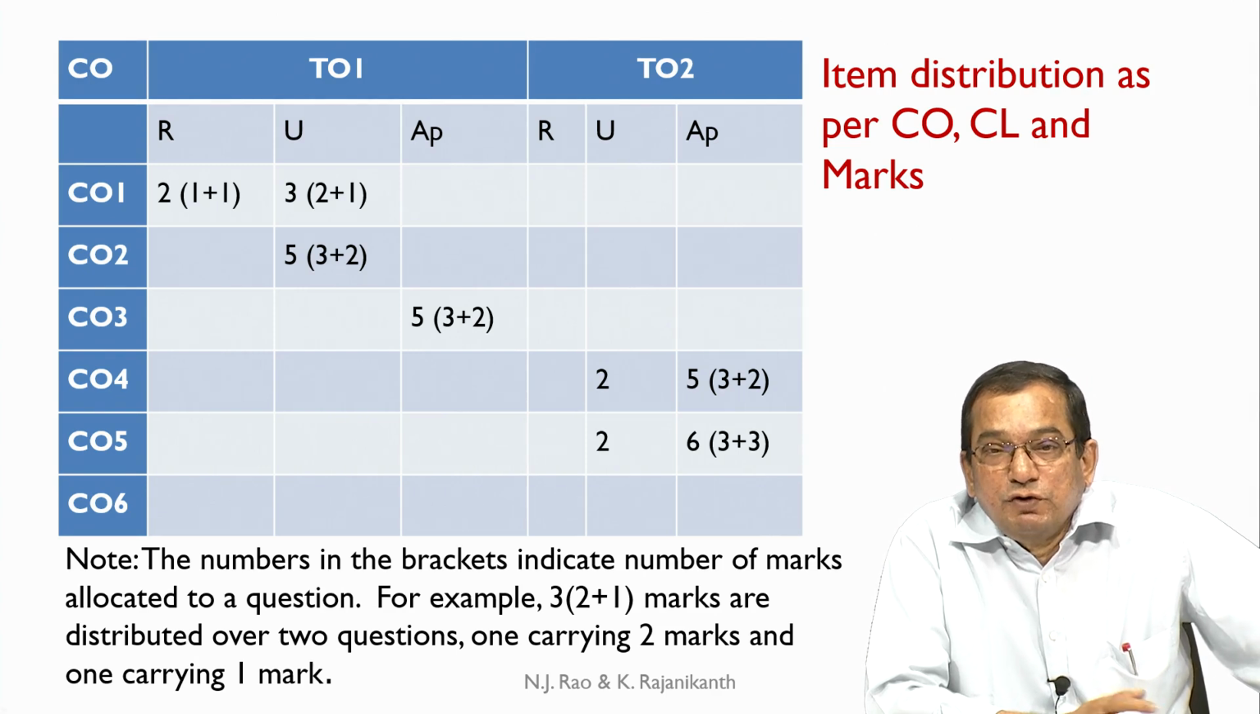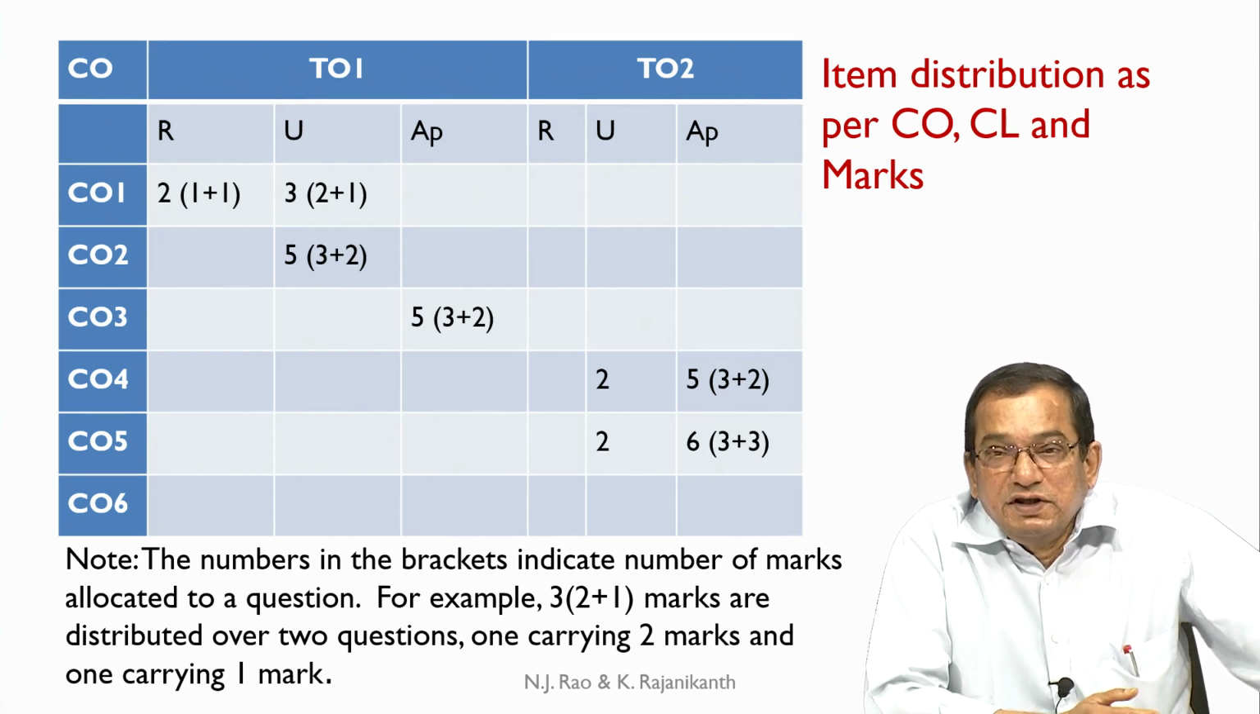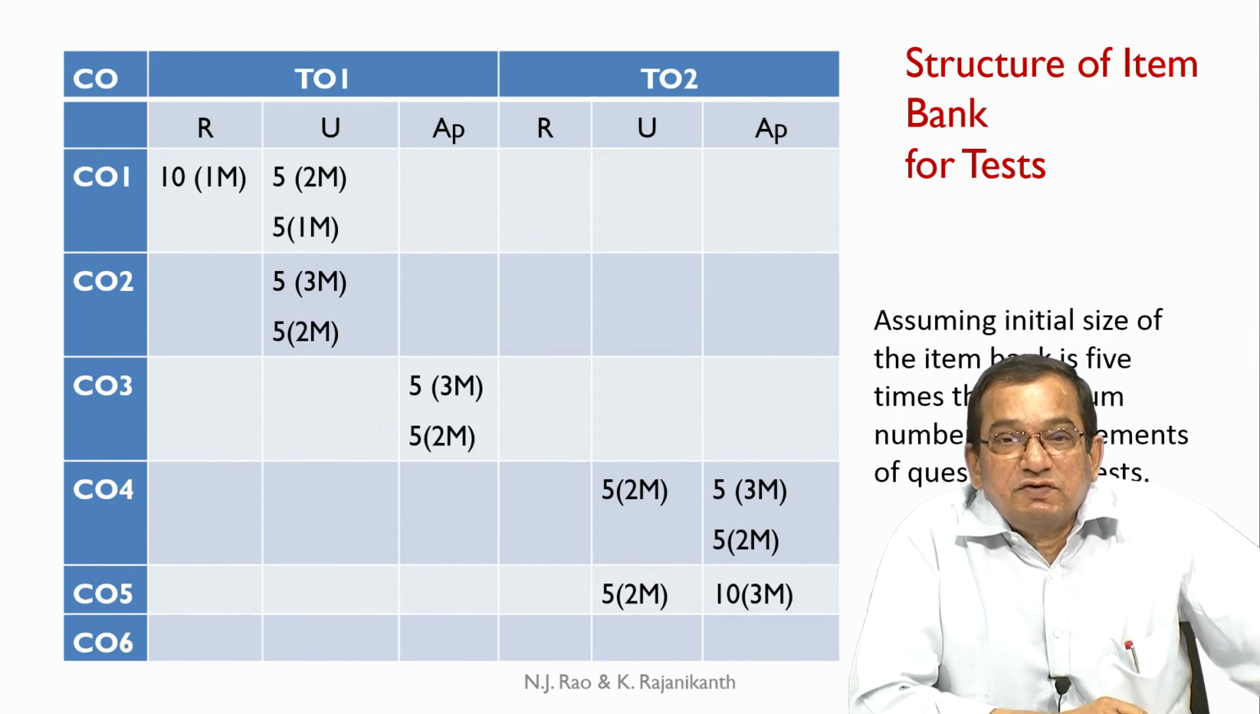Similarly, for CO4, if you see, we need one item of 3 marks, and if you wish to create an item bank which is 5 times that, then we need to create 5 items of 3 marks each corresponding to CO4 at apply level. Similarly, we can work out the requirements of the item bank, and that would be the structure of the item bank for the test.